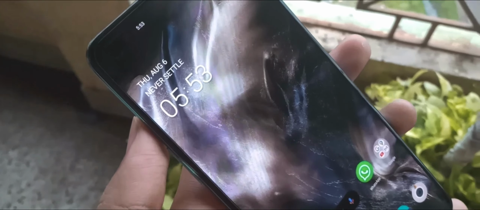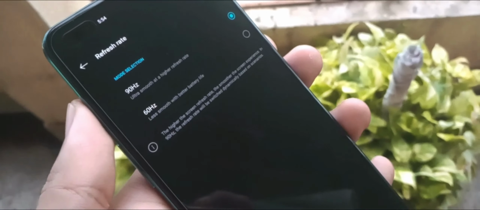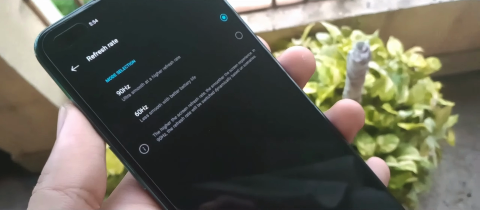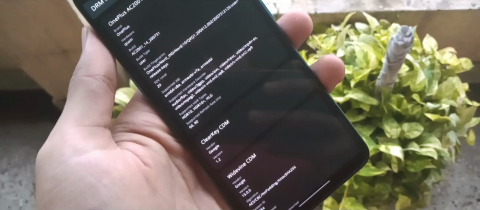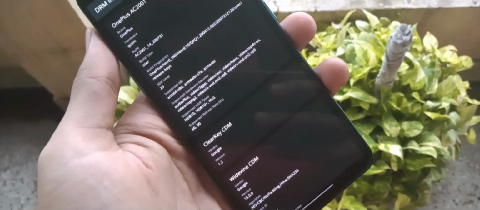The OnePlus NORD ships with a gorgeous Full HD 1080p fluid AMOLED display which refreshes at 90Hz. Now this display is HDR10 certified and also supports Widevine L1. So why are the users facing such an issue?